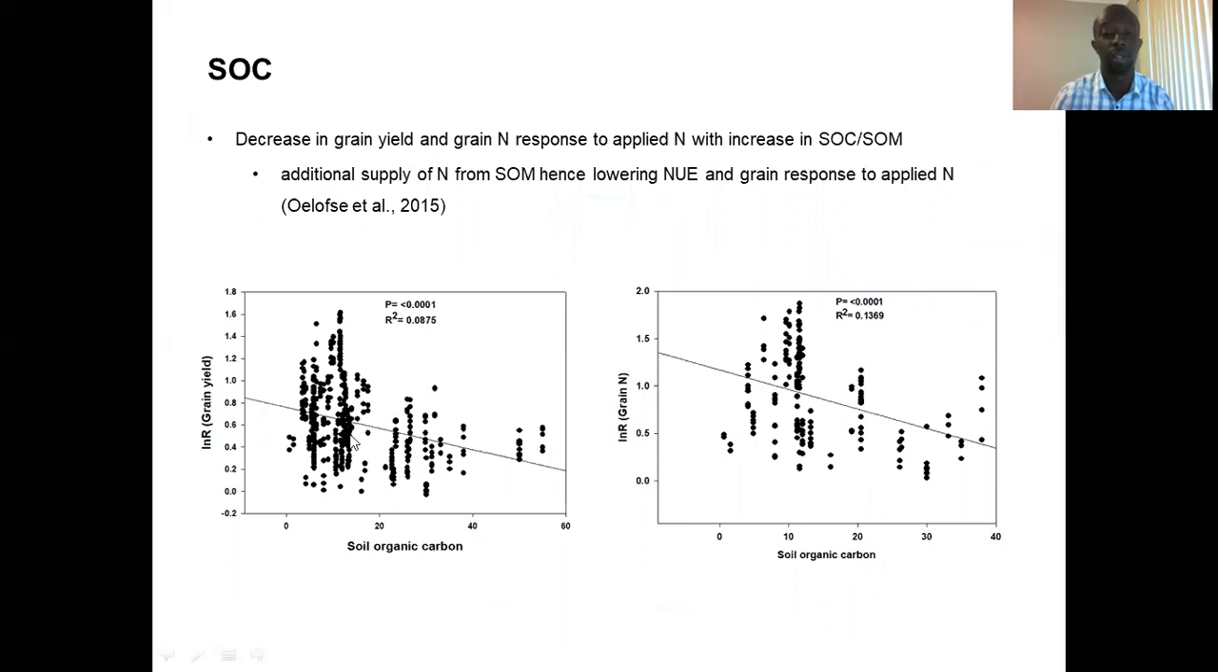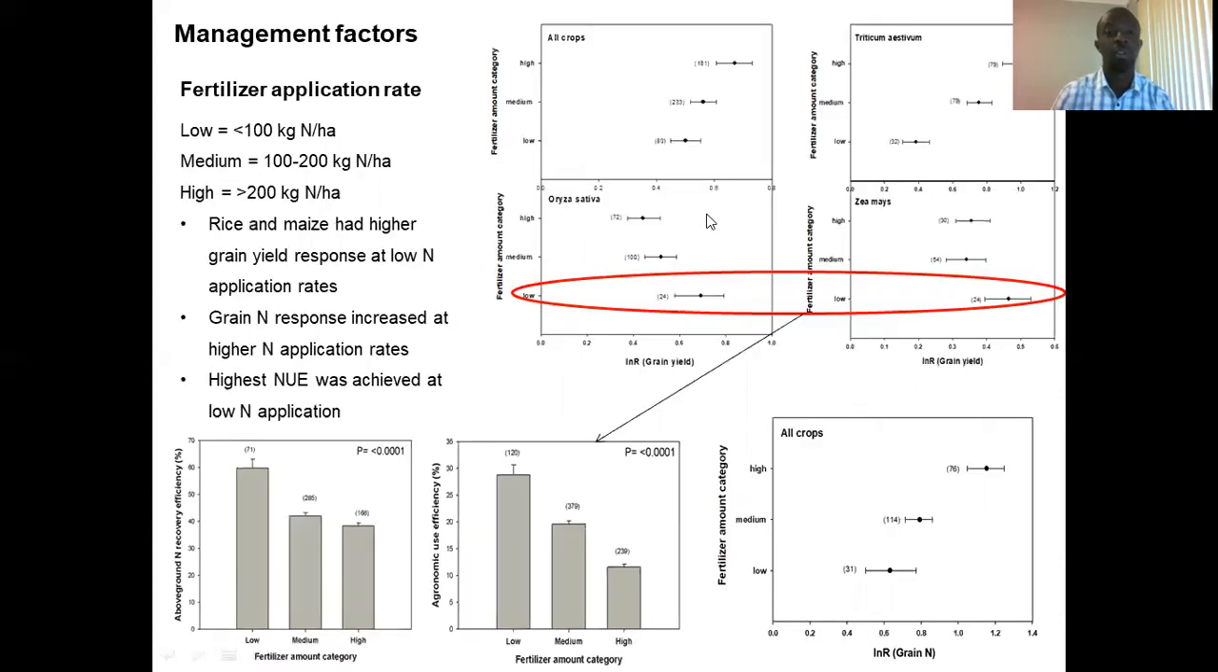Now we also had a negative relationship, and this is because soil organic matter is a source of nitrogen, and this nitrogen, well, a source now into the soil, would reduce the response due to the applied nitrogen from fertilizer. Going on to management factors, I tested this looking at fertilizer application rate and fertilizer application frequency.